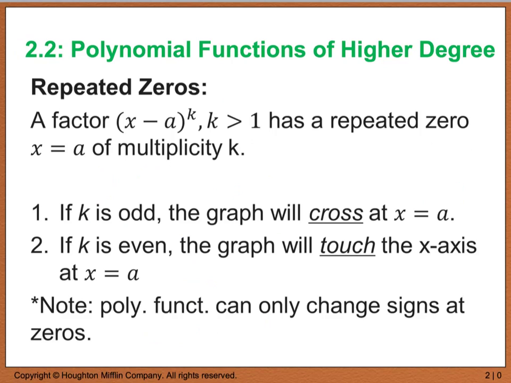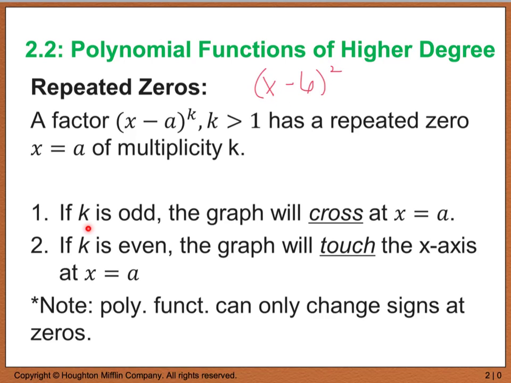Now, in the previous example, we did have a case of a repeated 0, and a repeated 0 is something like that (x minus 6) squared. We say it's a repeated 0 because I really have two solutions. This is x minus 6 times another x minus 6, and if I got x by itself, both of them will give me a value of 6. So we can say that a factor, (x minus a) raised to the power of k, where k has to be greater than 1, has a repeated 0 at x equals a, and this is a multiplicity of k. In this case, x equals 6 was our 0, and our multiplicity was 2.